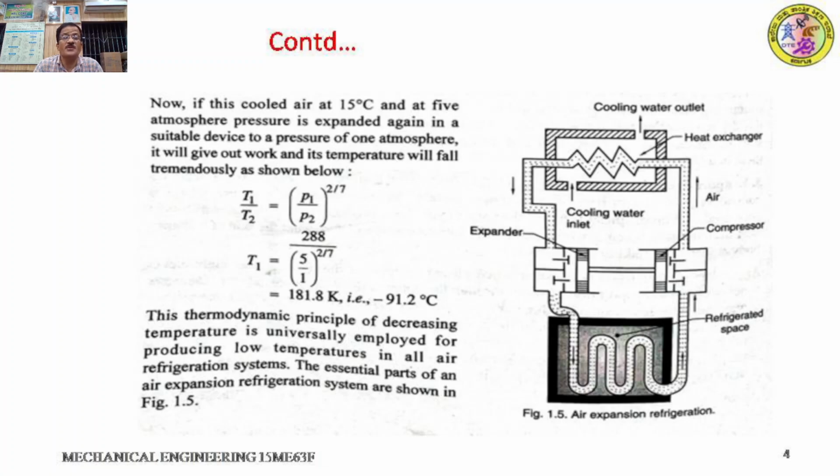This thermodynamic principle of decreasing temperature is universally employed for producing low temperatures in all air refrigeration systems. The essential parts of an air expansion refrigeration system are shown in figure 1.5. Here we shall start with the compressor. The compressor sucks in atmospheric air and the air is compressed. Due to compression, what happens? Air at 1 atmosphere is compressed up to 5 atmospheres pressure, and when compressed, its temperature also increases.